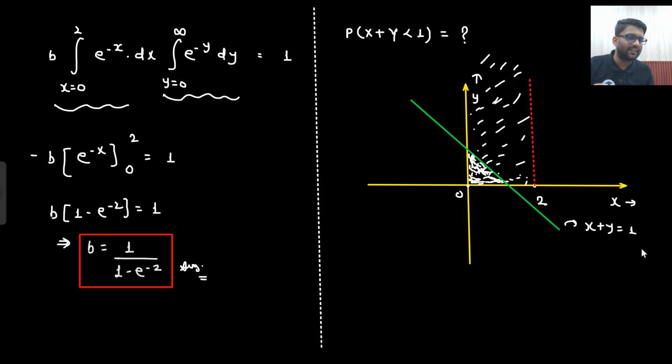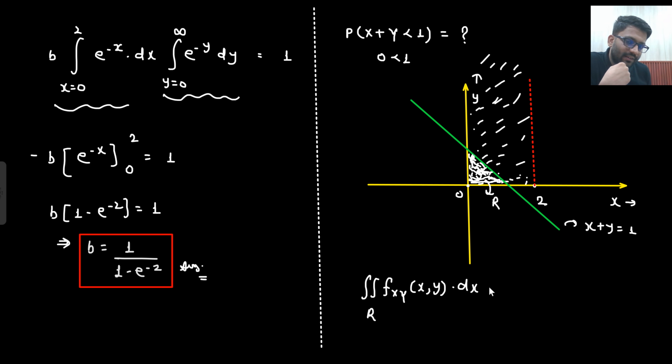How will you calculate x plus y less than 1? You will put 0, 0 here. 0 plus 0 will be equal to 0, so 0 is less than 1. Yes, that means this particular region will come into action. So now this is my matter of concern. In this region R, I will take my PDF and I will integrate it. That's it. This would be my answer.